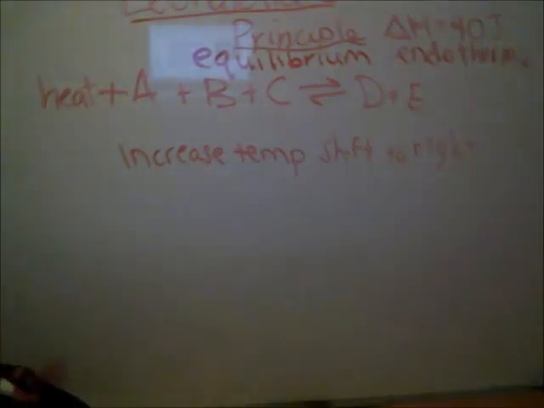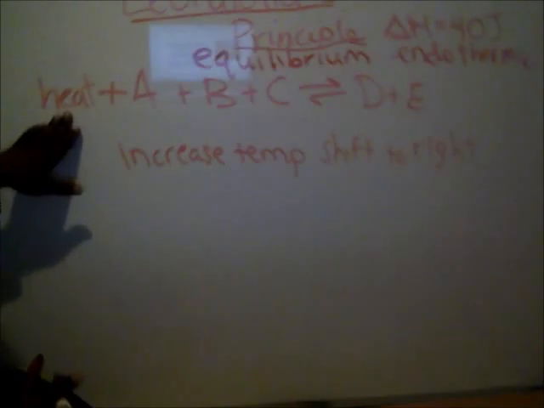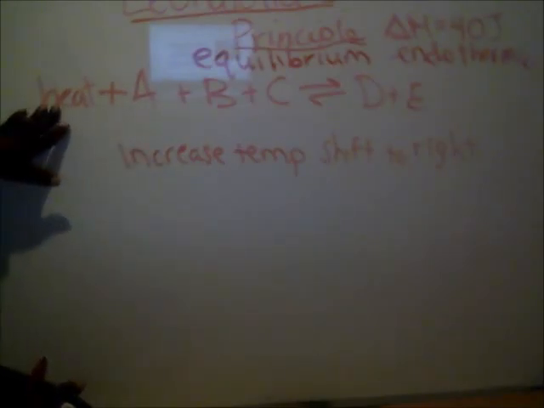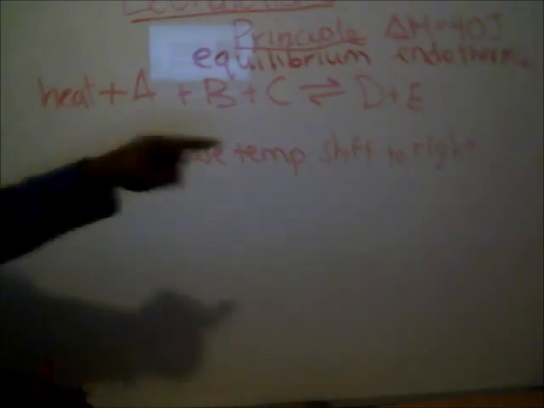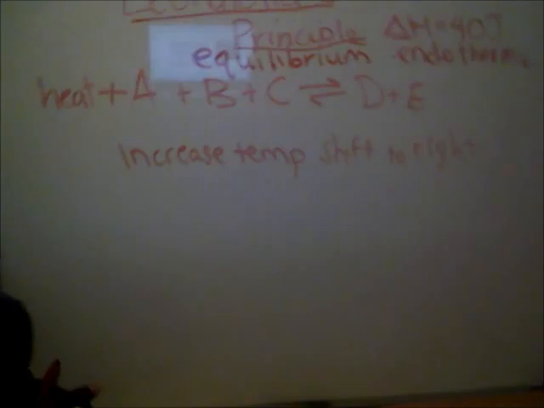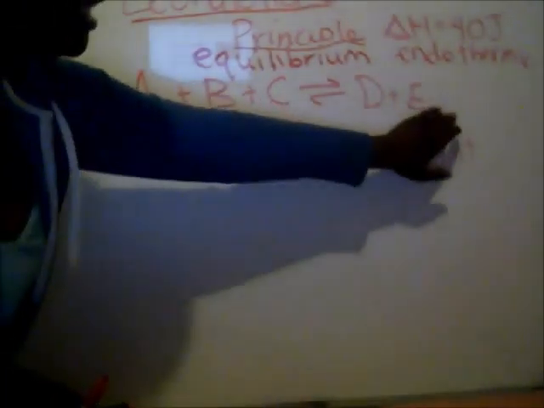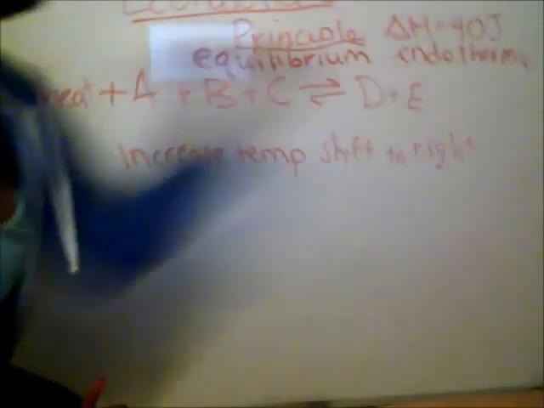Okay? So the important thing though is you have to know where heat goes, whether it's on the left or the right. So just to review, if it's endothermic, so if your delta H is positive, heat goes on the reactant side. If you're exothermic or delta H is negative, it goes on the product side. So if it were on the product side, we'd have a very different answer. Because if it's over here and we add more of it, we're going to go to the left.